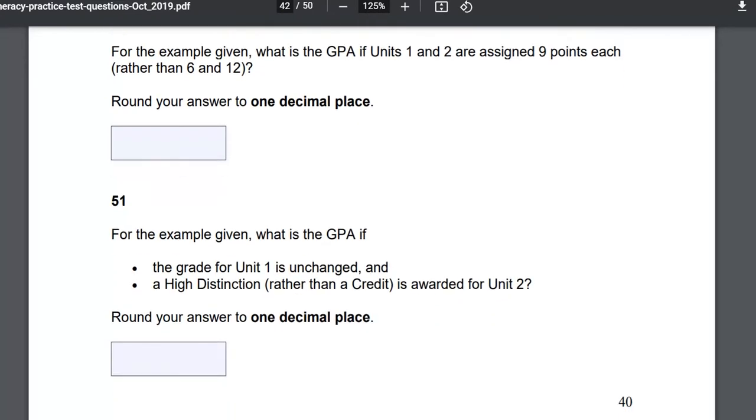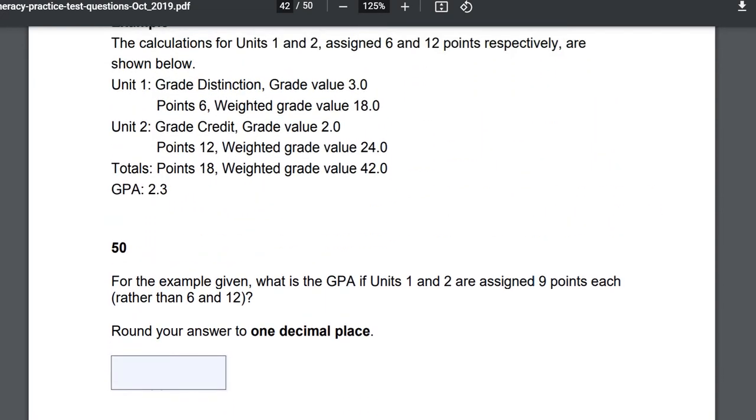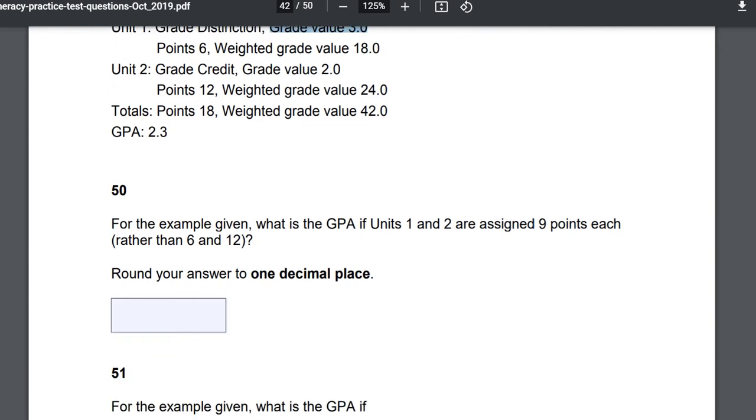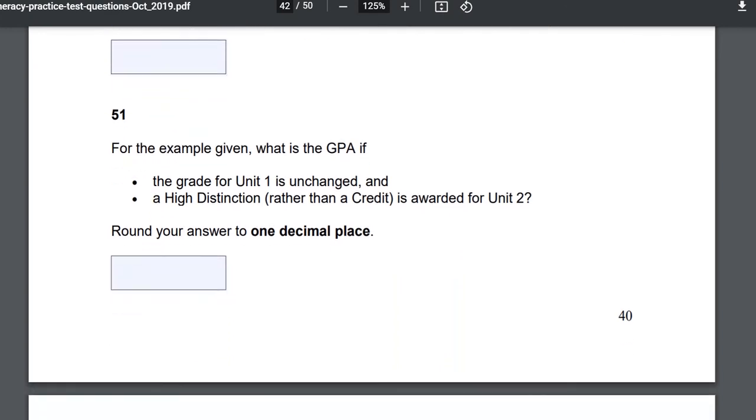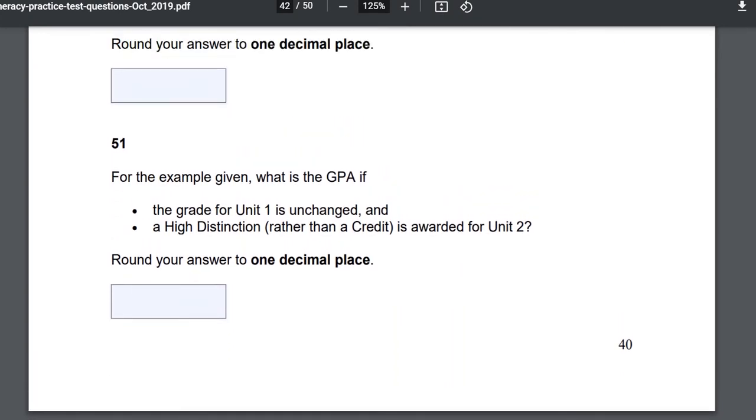Now for question 51, it says, for the example given, what is the GPA if the grade for Unit 1 is unchanged? So that means that the grade that we got for Unit 1 is still a distinction, still going to get 3 as our grade value. But for Unit 2, it changes to a high distinction instead of a credit. So that's the difference we need to make. We'll make these changes now in blue.